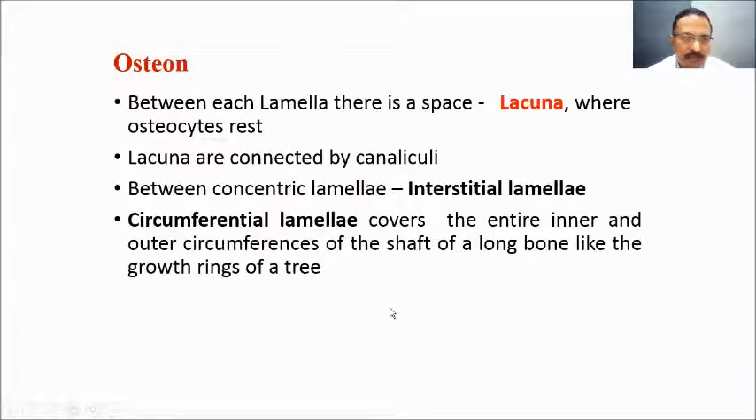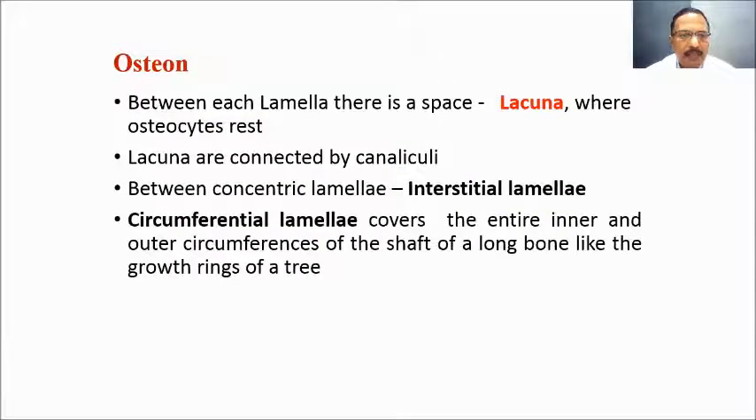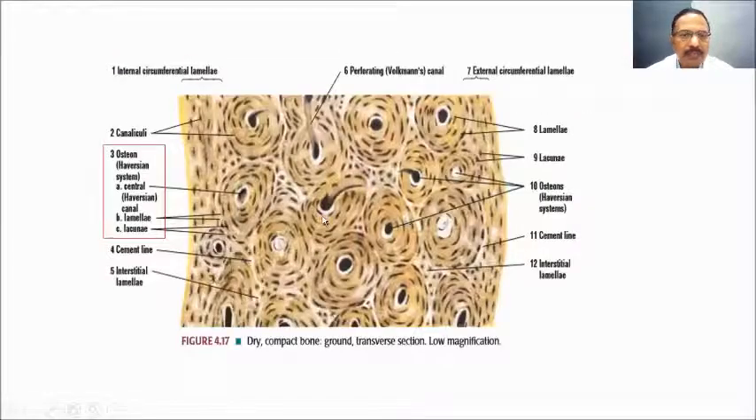So what is an osteon? Between each lamella, there is a space called the lacuna where the osteocytes are resting, and lacunae are connected by canaliculi. Between the concentric lamellae, interstitial lamellae and circumferential lamellae are all there. So here you can see a compact bone structure under the microscope. It is a ground section. You can see the lamellae, sheets of bone tissue, arranged as concentric lamellae around the Haversian canal. This sort of arrangement is called the Haversian system.